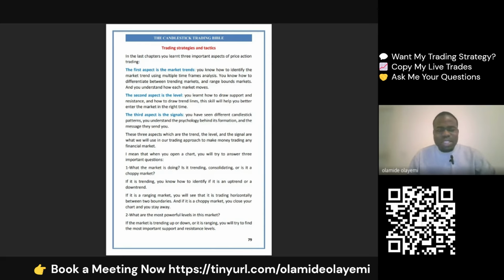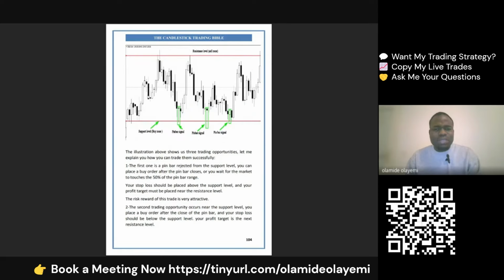The third one is the signals. You have different candlestick patterns. This is the pattern, and this pattern is psychology. So you need to know that this is a pin bar. This is an engulfing, a bearish engulfing bar, and things like that. You need to know each and every one, when and how it's happening. All right. This is a ranging market. You can see.